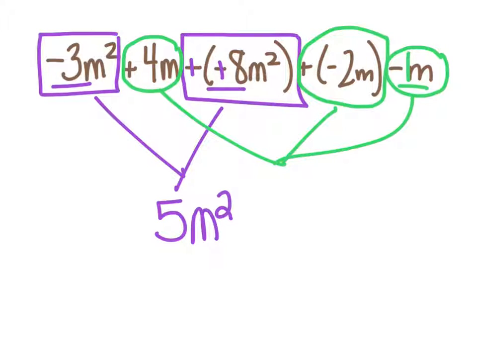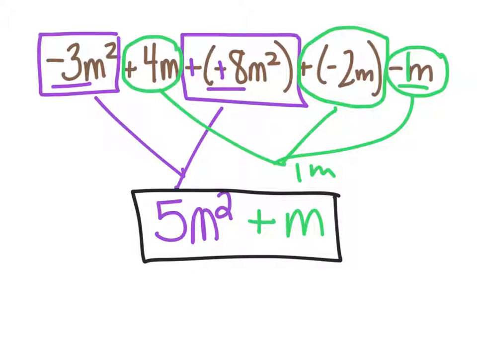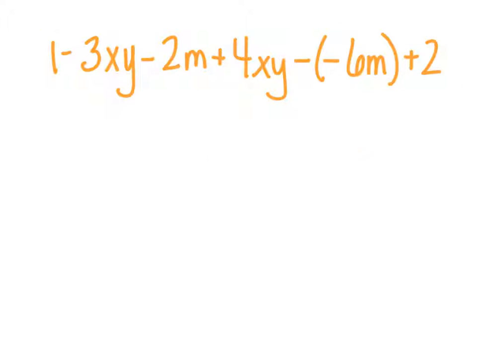So I have 5m squared plus, instead of writing 1m, I'm just going to put m, because we typically leave the 1 off, although it's not wrong if you put it on there. Okay, so 5m squared plus m is my simplified expression.